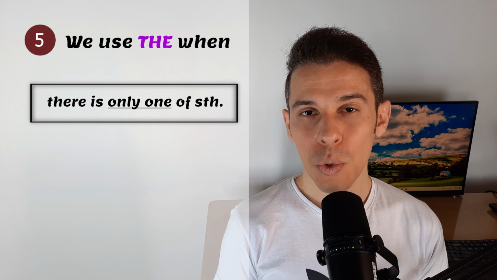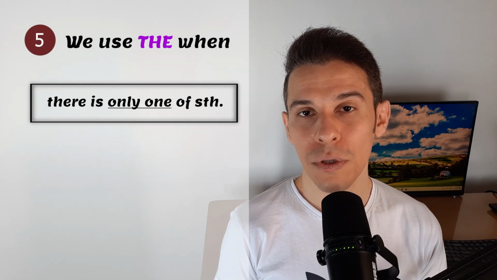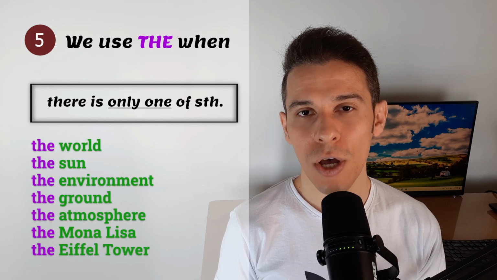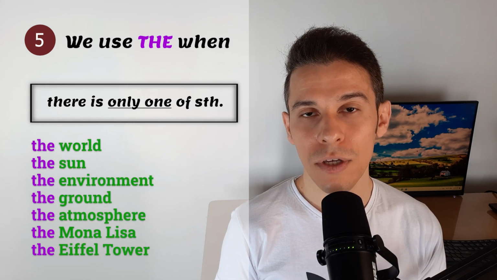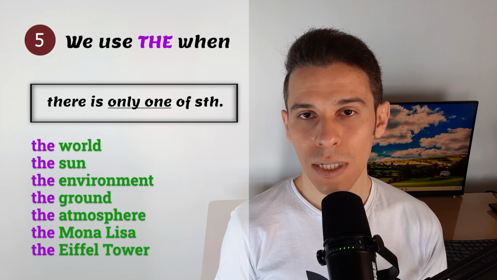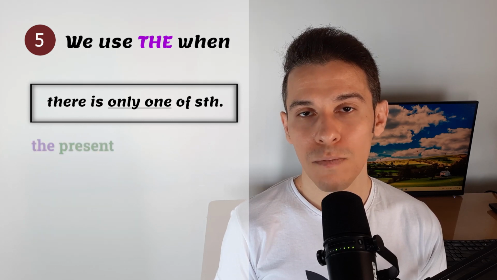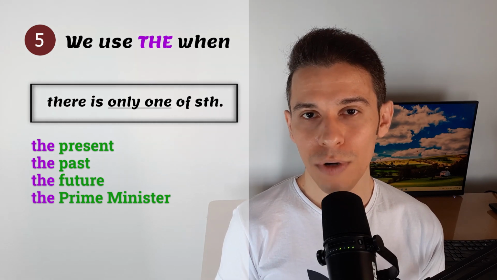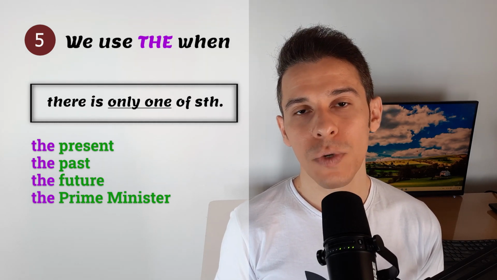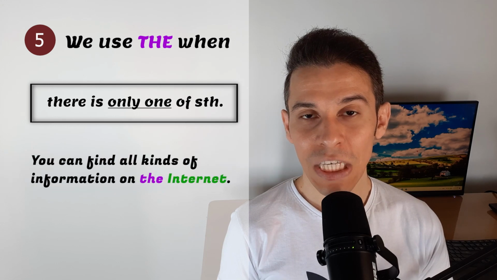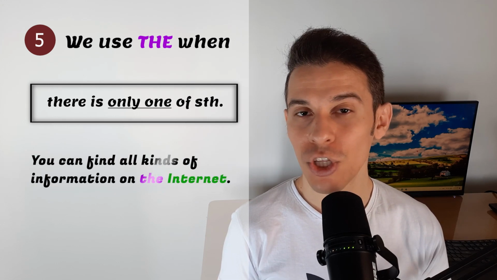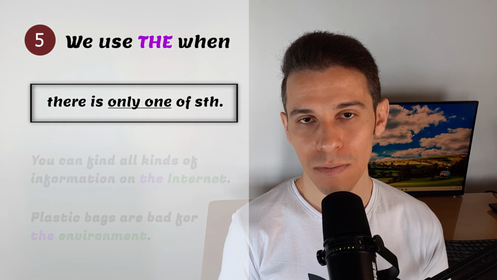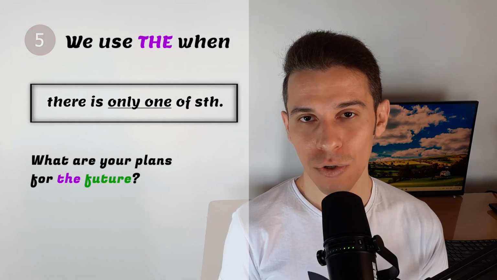Number 5. We use "the" when there is only one of something. For example, the world, the sun, the environment, the ground, the atmosphere, the Mona Lisa, the Eiffel Tower, the present, the past, the future, the prime minister. There's only one prime minister in a country. With these nouns, we use "the." You can find all kinds of information on the internet. Plastic bags are bad for the environment. What are your plans for the future?